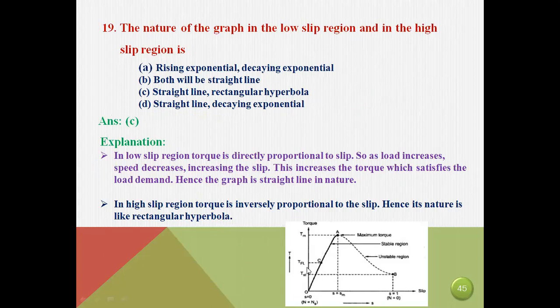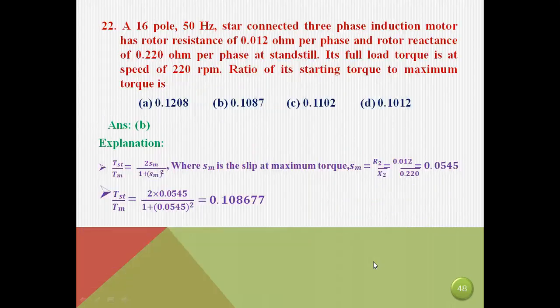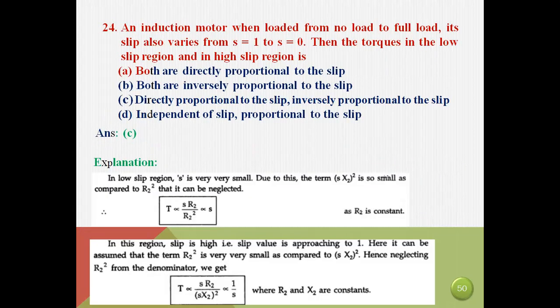At the start, when we are taking S equal to 0, and when we are taking the maximum slip or the unstable region, we are taking the maximum at that time. It is inversely proportional. That's why we are calling that a rectangular hyperbola. So there is a question. You are supposed to write it will be directly proportional to the slip when we are talking about the low slip region, and it will be inversely proportional to the slip when we are supposed to see the high slip region.